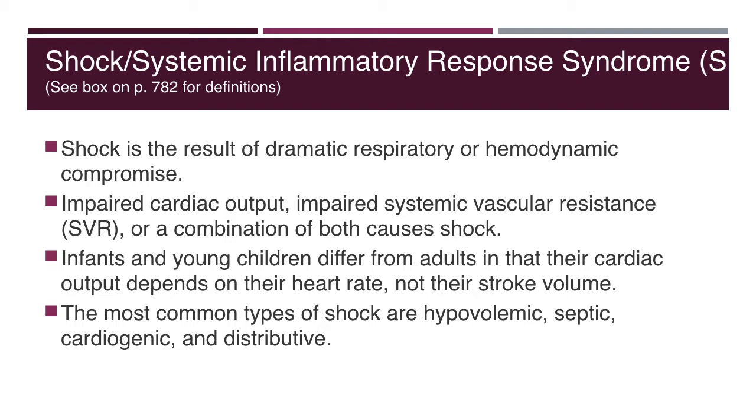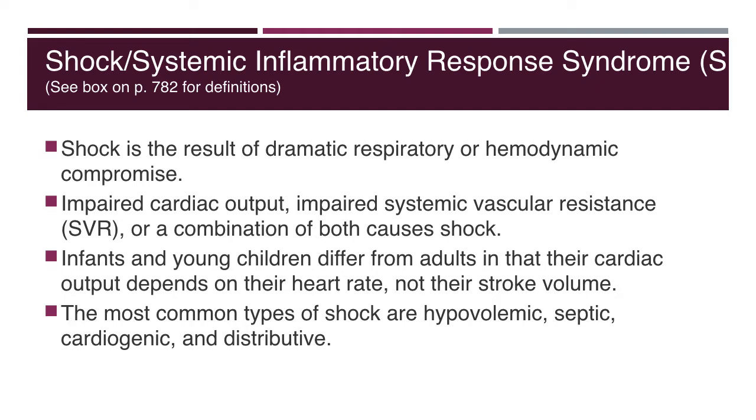The most common types of shock are hypovolemic, septic, cardiogenic, and distributive. And as you recall, hypovolemic shock is associated with hemorrhage. Obviously, septic shock is associated with an overwhelming inflammation that leads to vasodilation and increased endothelial permeability and activation of the coagulation pathways. And those things cause profound hypotension.